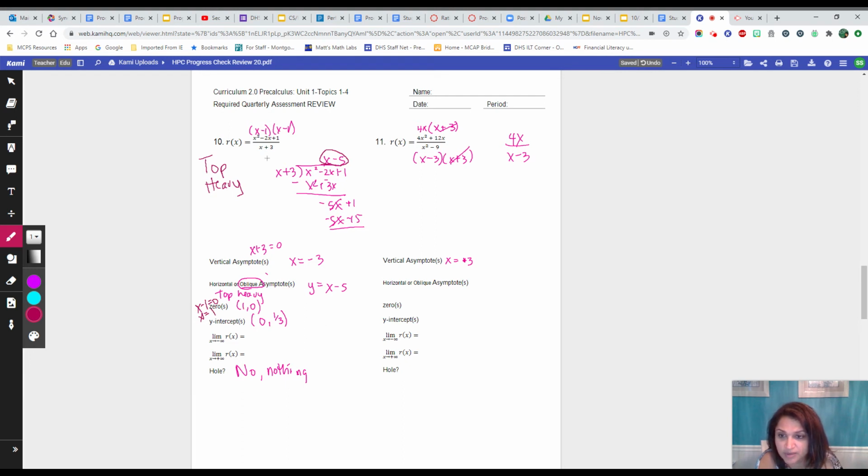The y-intercept is found by putting 0 in for all the x's. I'm left with 1 over 3. So I have the coordinate as 0, 1 over 3.